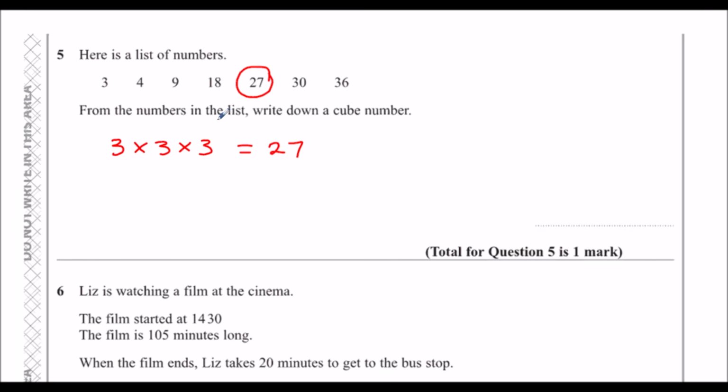None of the other ones are cube numbers. 1 times 1 times 1 is 1. 2 times 2 times 2 is 8. And 4 times 4 times 4 is 64. So the only one on the list is 27.